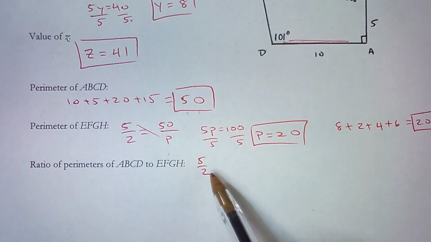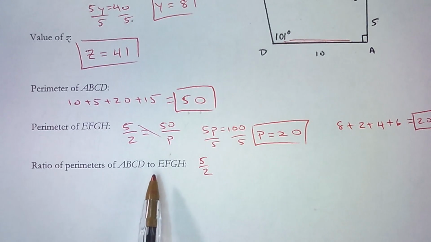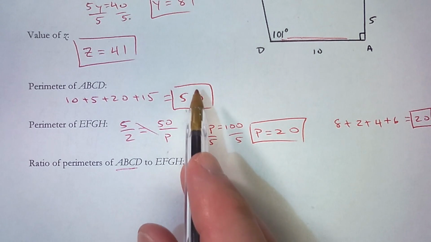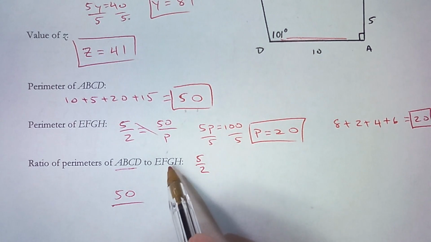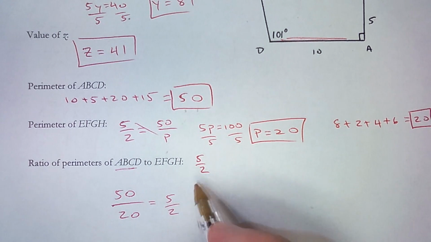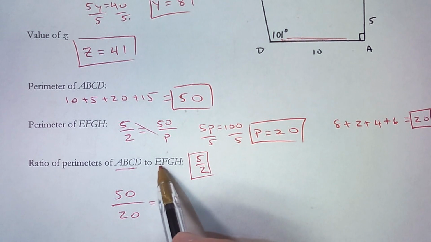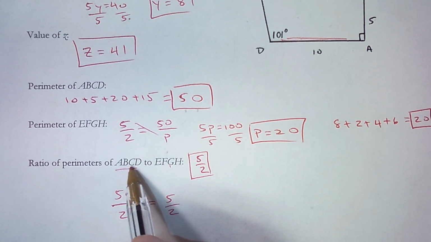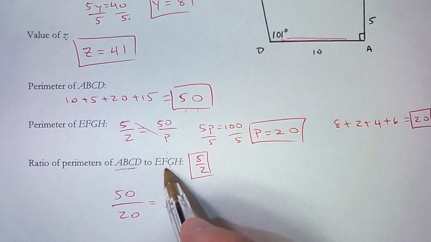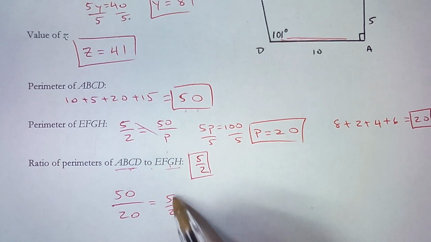And for the perimeter ratio, if I forget that the scale factor and the ratio of perimeters are the same, then my ratio of perimeters, the perimeter of ABCD is 50 and the perimeter of EFGH is 20. And that simplifies to 5 over 2. Now, what if right here it actually said EFGH to ABCD? So it was backwards. Whichever one is first goes on top. So if it said EFGH to ABCD, then I would have to put 2 over 5.